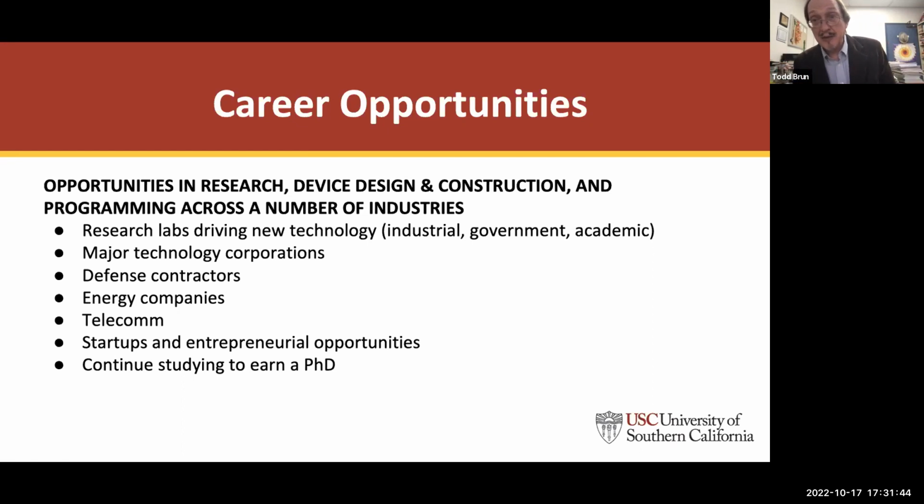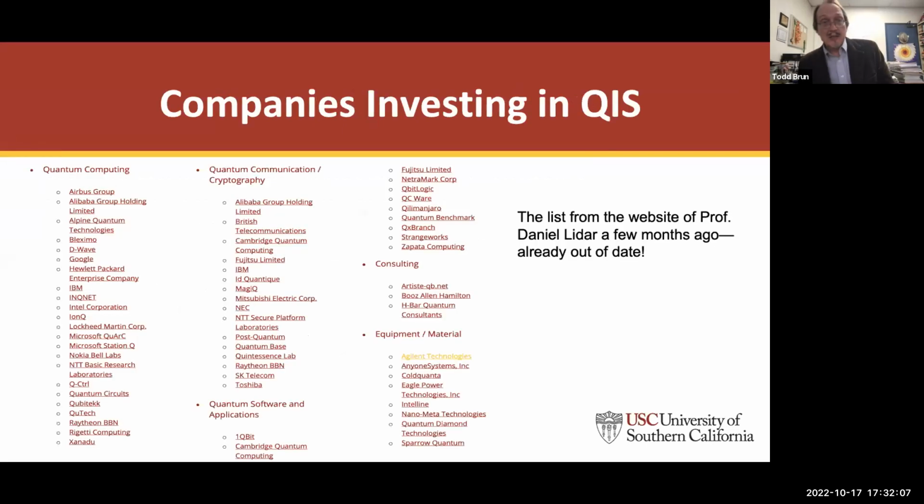I will show you a list that's already out of date. And then some people, having taken the classes, may decide that they would really like to go in an academic direction and do research, or even perhaps ultimately do research in a company or a government lab, but want to continue to get a PhD to further enable that. So here's a list. I pulled this off of the website of my colleague Daniel Lidar several months ago, so I imagine it's already very out of date. In fact, I think it was out of date when I pulled it off of his website already, because there were some companies that hadn't made the list yet.